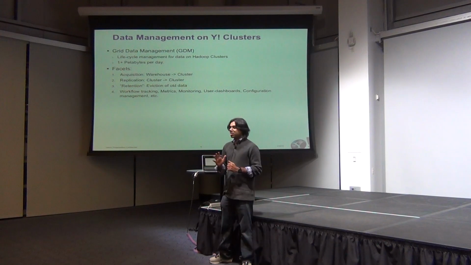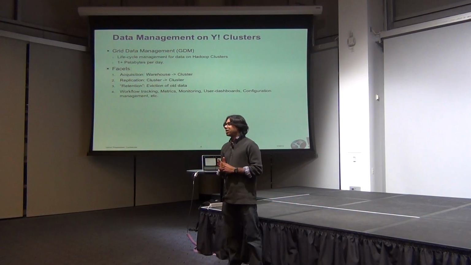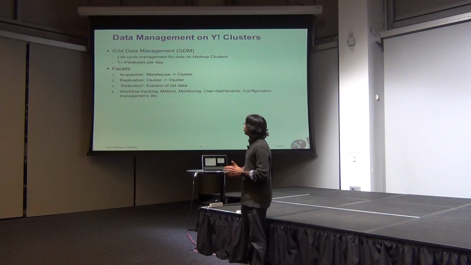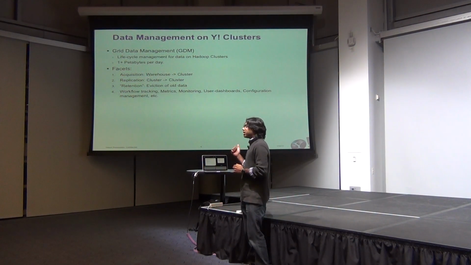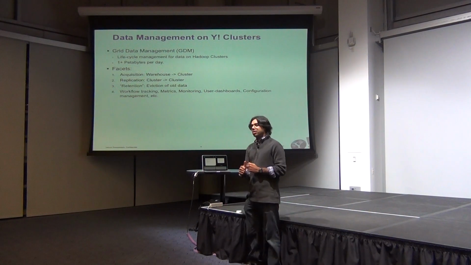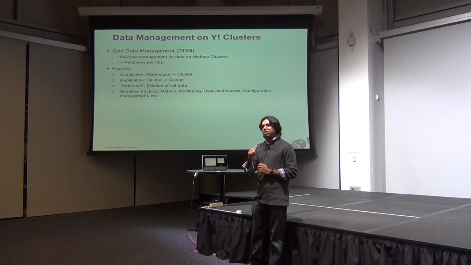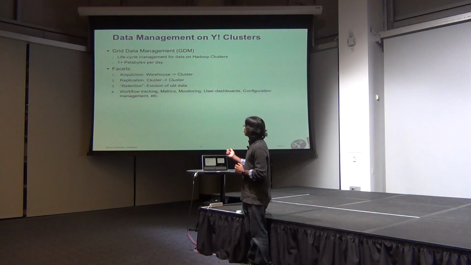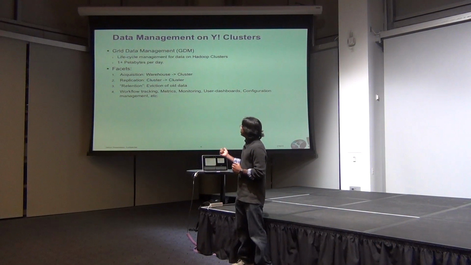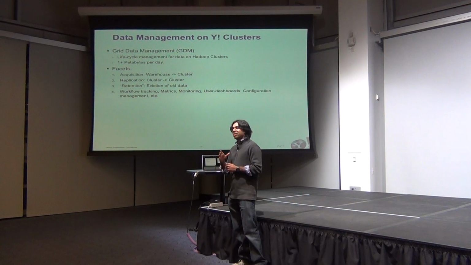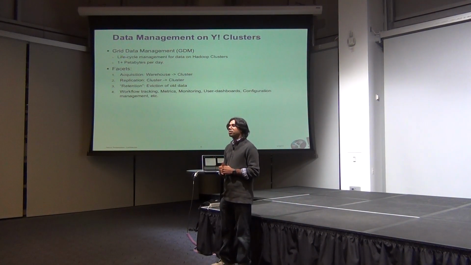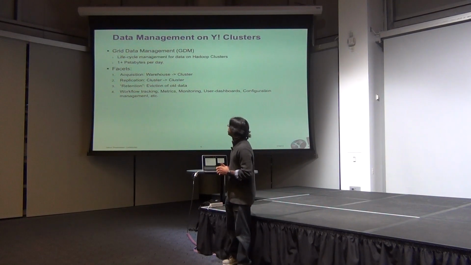There are three things that GDM does, and it does them very well. It copies data from warehouses to the cluster, and that's called acquisition. It replicates data between clusters, and that's called replication. And then there is the piece that erases data from the cluster when it gets stale. And that is inexplicably called retention.